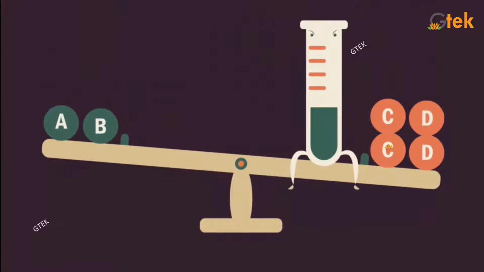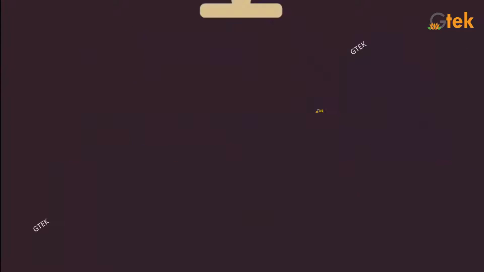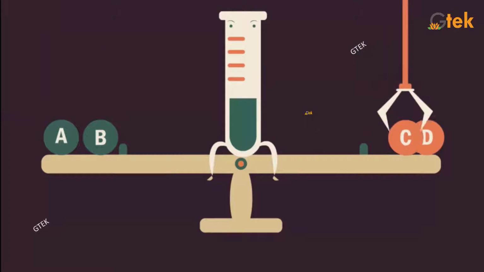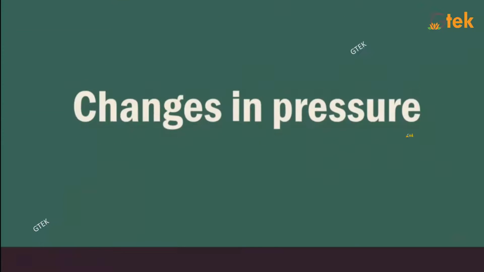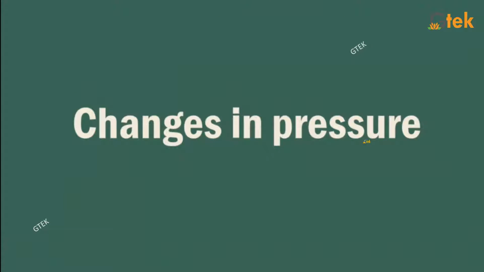Now I got more product here. This is taken. You are able to see the product is created to maintain the equilibrium. Now I got a change in pressure.